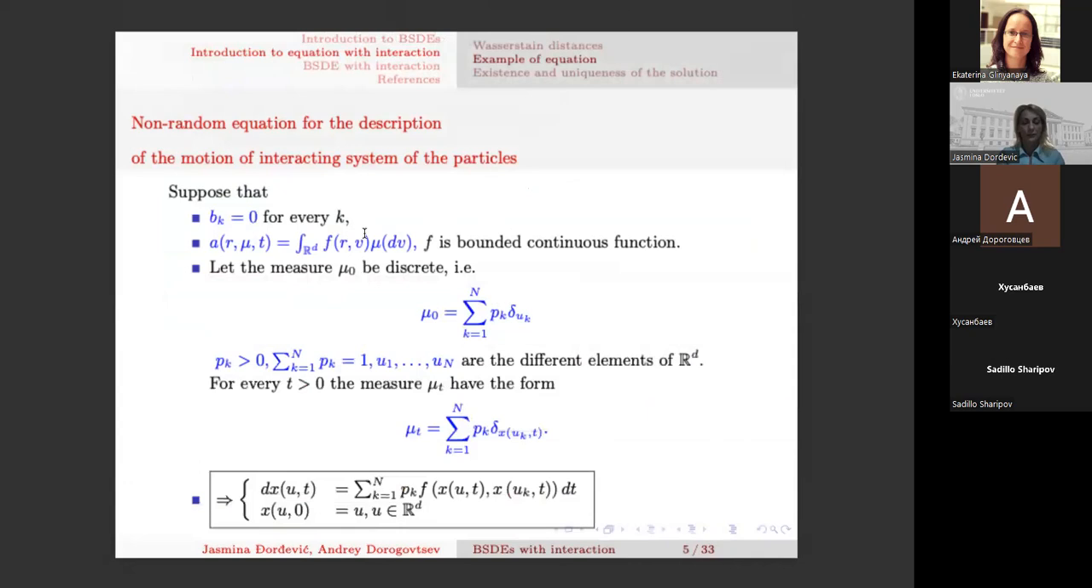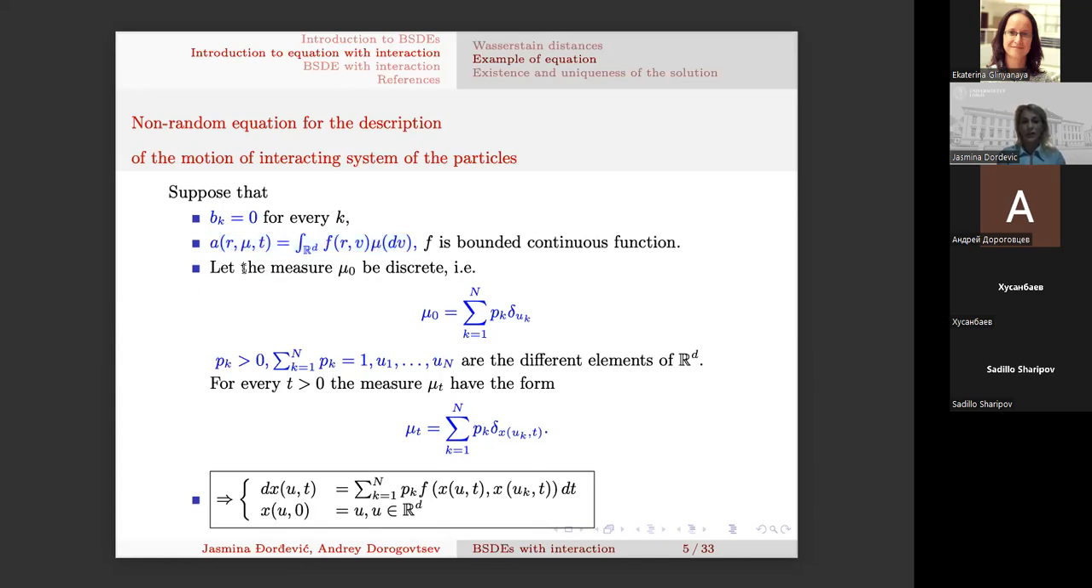So the non-random equation of motion of an interacting system of particles is given in the following way. Now we don't have the diffusion. All the coefficients from the sum in the diffusion part are 0, and the drift part is of a particular form. It is given as the integral of some bounded and continuous function f with respect to the measure mu.